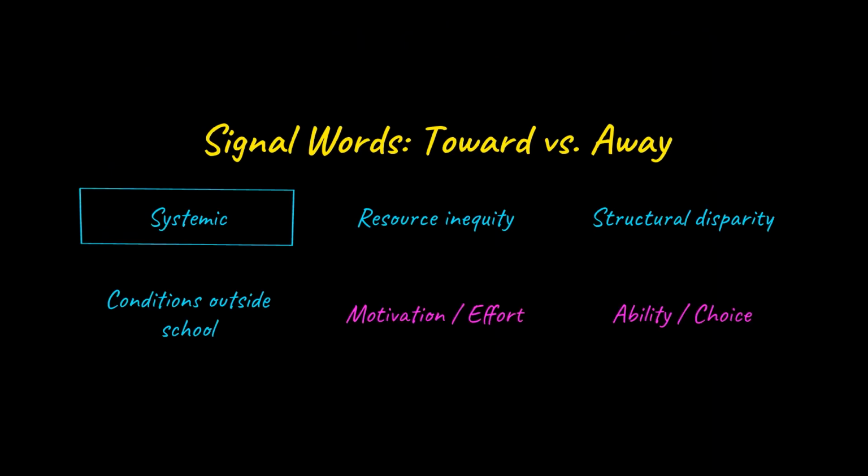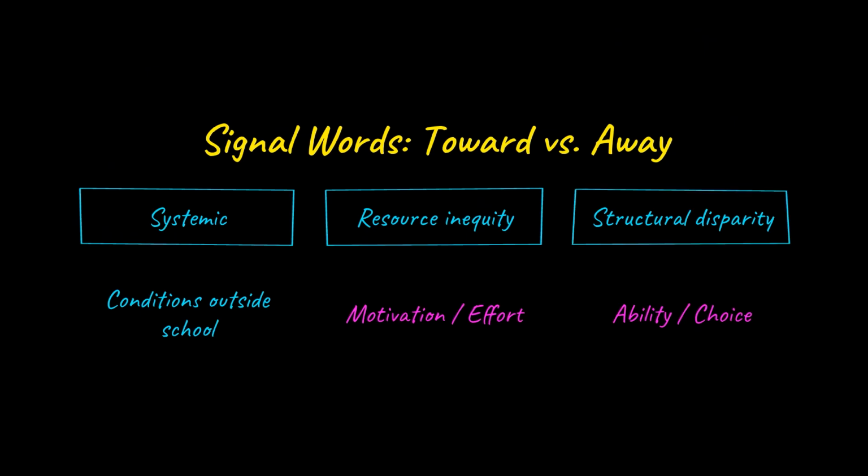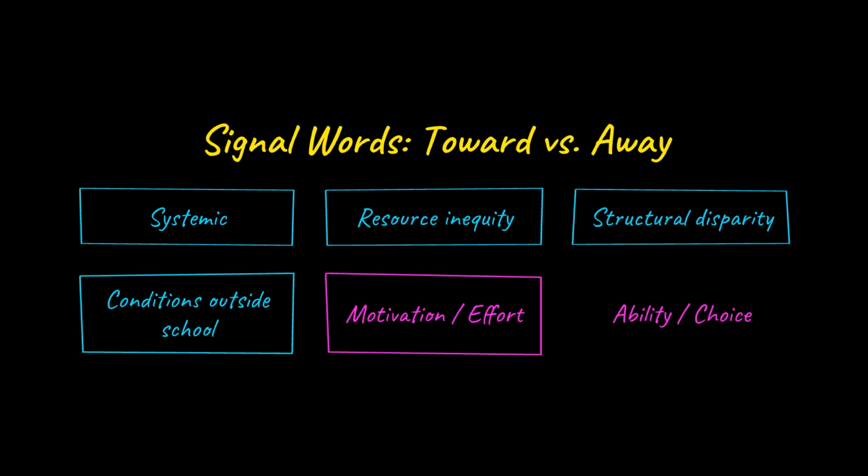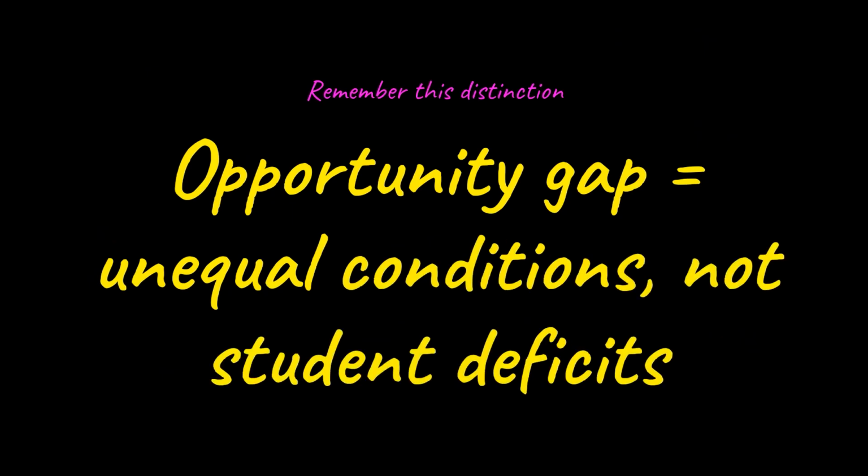On exam items, signal words matter. Words like systemic, structural, resource inequity, and conditions outside the school point toward the opportunity gap. Words like motivation, effort, ability, and individual choice point away from it. They locate the problem in the student, not in the system. Good teaching matters, but it cannot alone offset unequal conditions in housing, transportation, or community resources. Closing the opportunity gap requires policy and community-level action. When a stem describes a disparity rooted in access, not behavior, the opportunity gap is your answer.